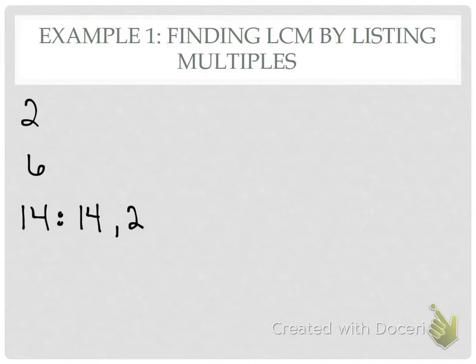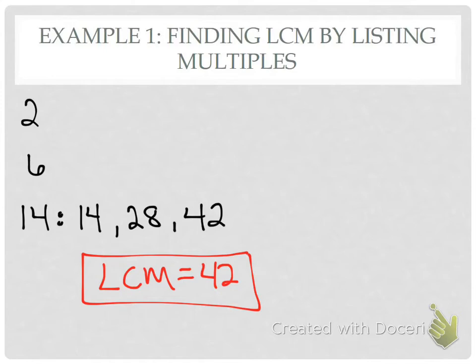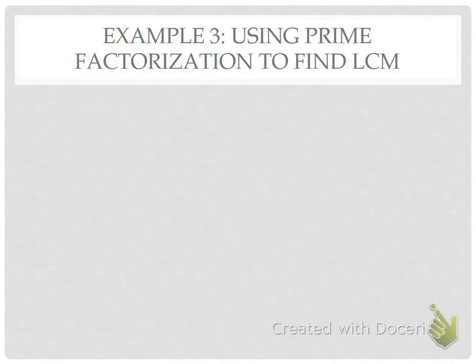All right, so 14's out, 28's out. What about 42? Yep, 6 goes into 42 7 times and 2 goes into it as well. LCM is 42.